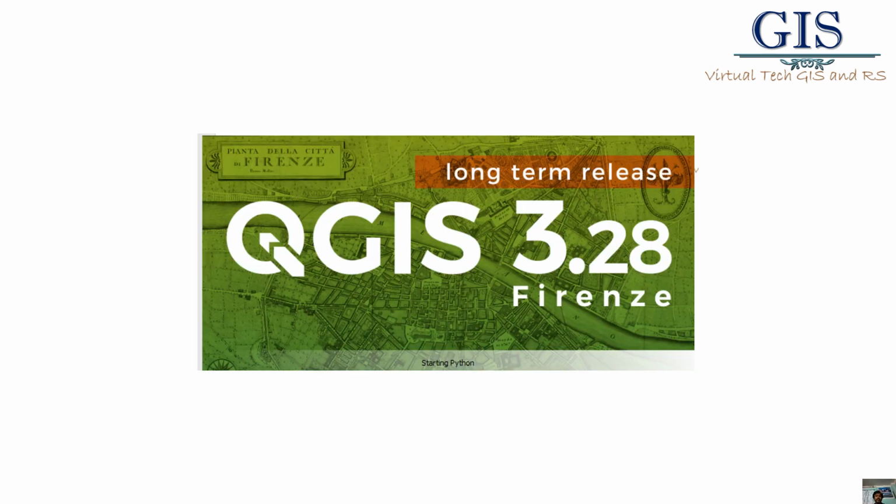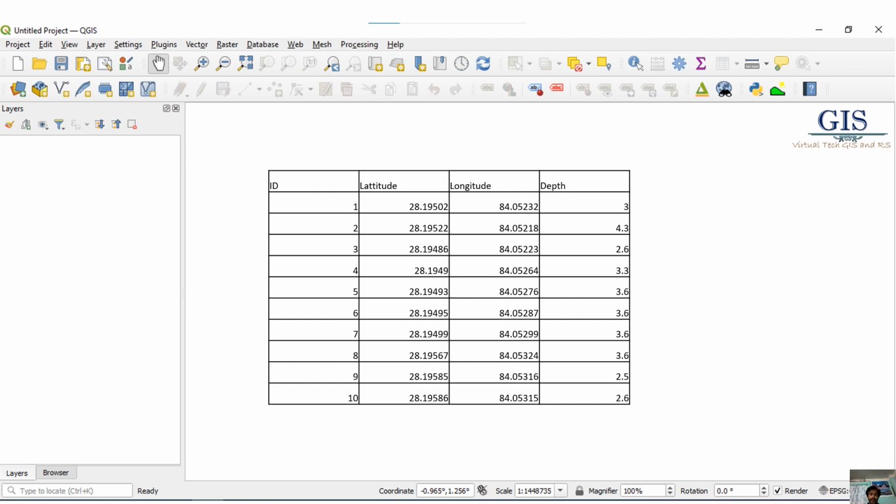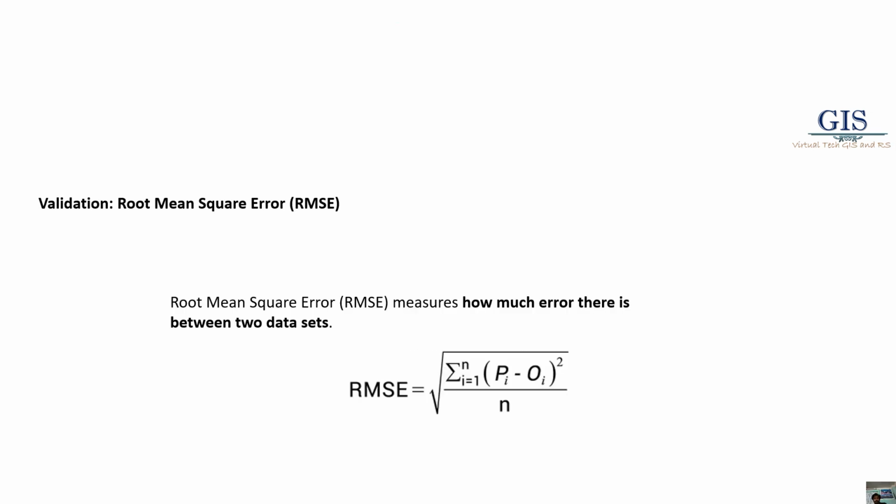We will use QGIS version 3.28 in this exercise to prepare the bathymetric map, and we will use data collected using sonar in the lake, which has longitude, latitude, and the depth at that location. And we will validate the interpolated map with the observed points using the root mean square error, which measures how much error there is between the two datasets, that is the measured dataset and the interpolated dataset.